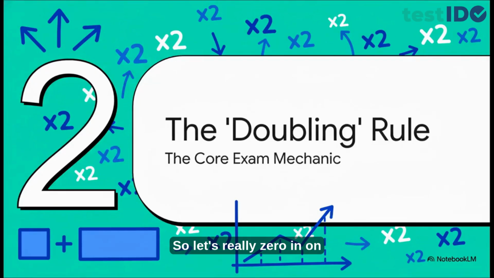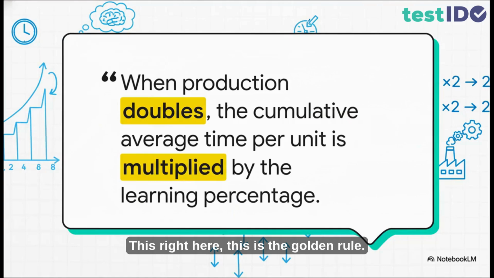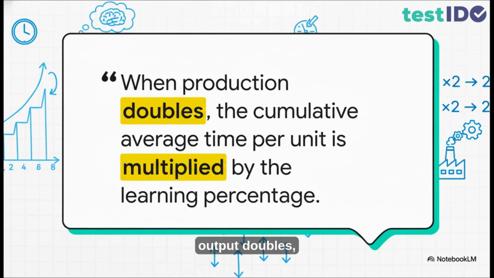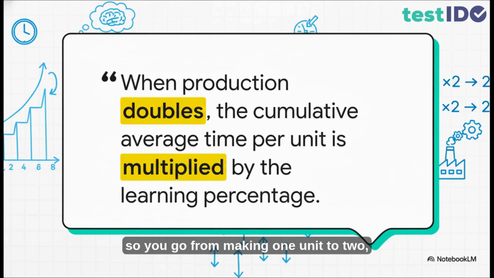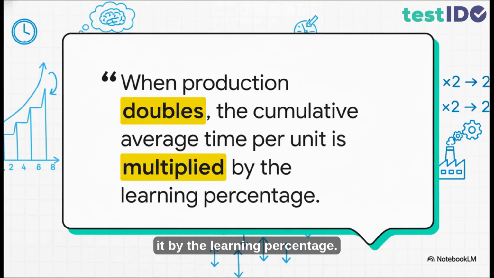So let's really zero in on that doubling idea. This is the engine. This is the core mechanic that will drive every single learning curve question you see on the CMA exam. If you get this, you're halfway there. This right here, this is the golden rule. Burn this sentence into your brain. For the exam, we use what's called the cumulative average time model. And all it says is that every single time your total output doubles, so you go from making 1 unit to 2, then from 2 units to 4, then 4 to 8, and so on, you take the average time per unit and just multiply it by the learning percentage.